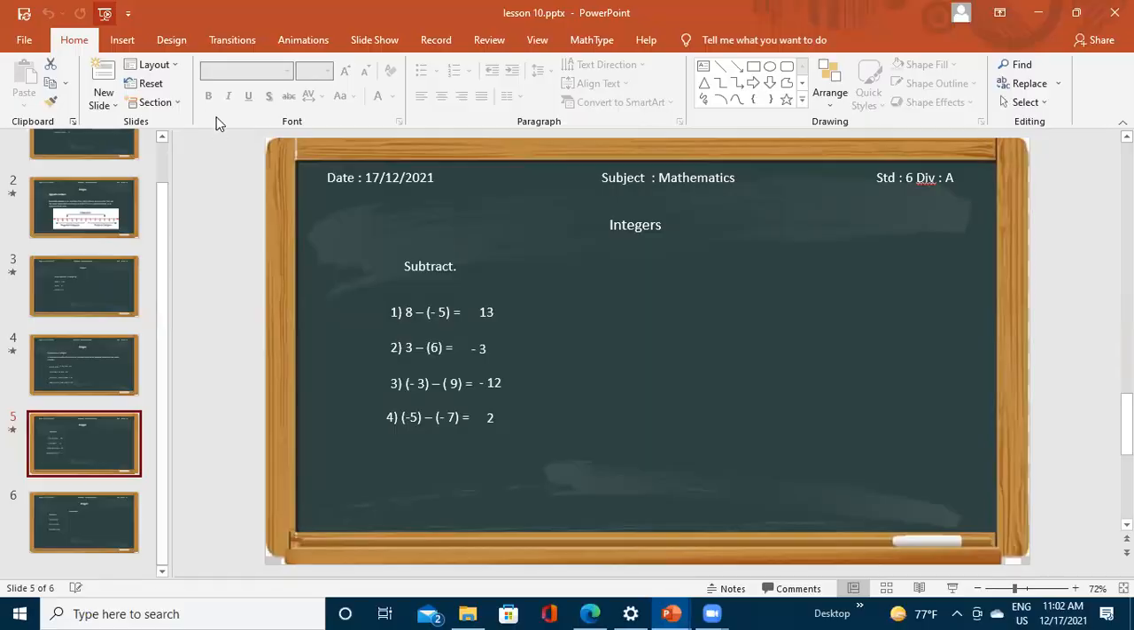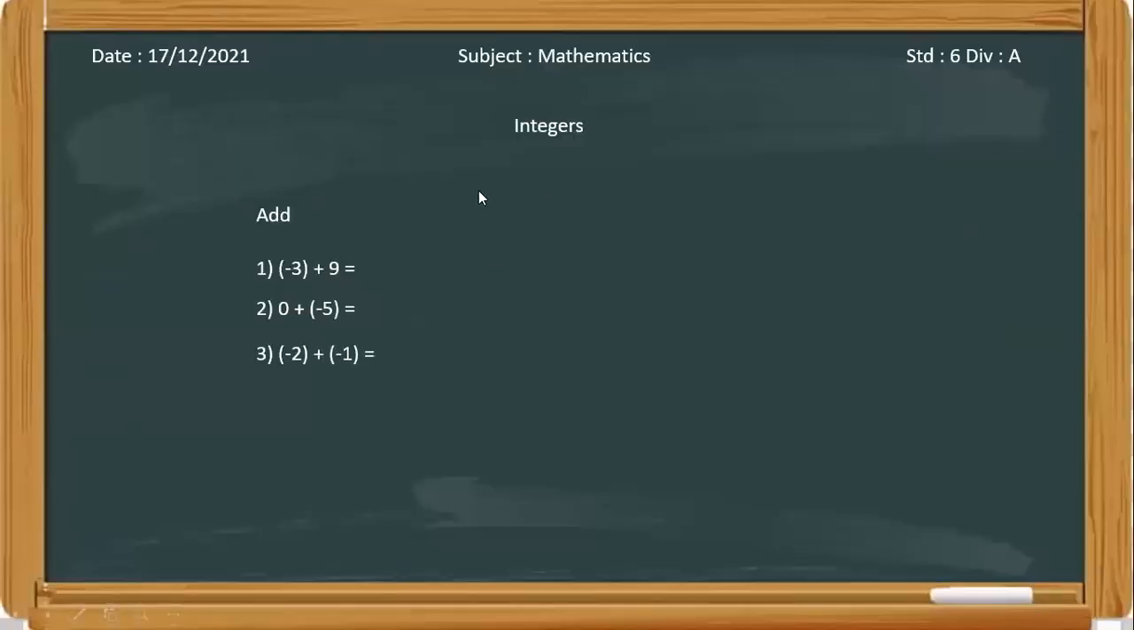Okay, now can you solve the sums based on the rules of addition? Just give me the answers. Am I audible? Yes, ma'am.